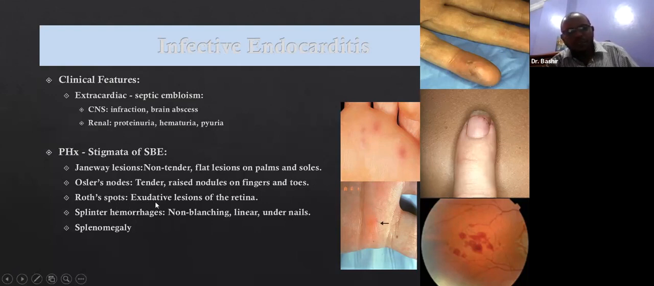Roth spots are exudative lesions of the retina. You will find these by fundoscopy. Splinter hemorrhages are non-blanching linear lesions under the nail. These are the splinter hemorrhages. And sometimes you will have splenomegaly.